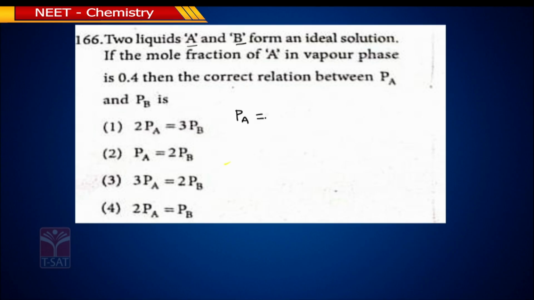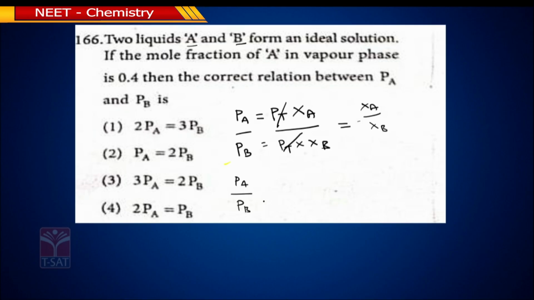Partial pressure of A is equal to total pressure into mole fraction of A. If you divide the partial pressure of A by the partial pressure of B, partial pressure of B is equal to total pressure into mole fraction of B, right? Total pressure will get cancelled. So partial pressure of A by partial pressure of B is equal to XA by XB, right? So PA by PB is equal to XA, which is given as 0.4. And what will be XB, the mole fraction of B?